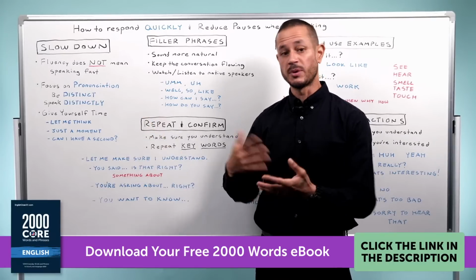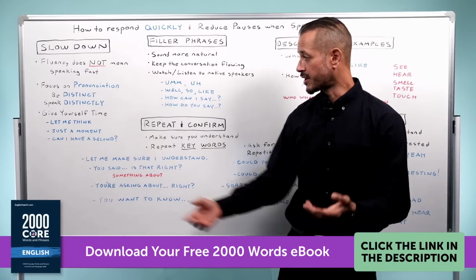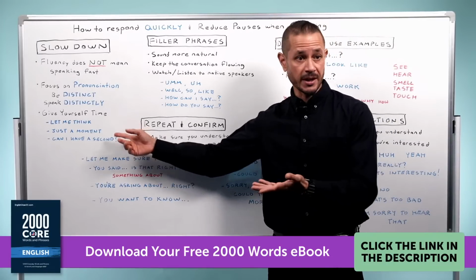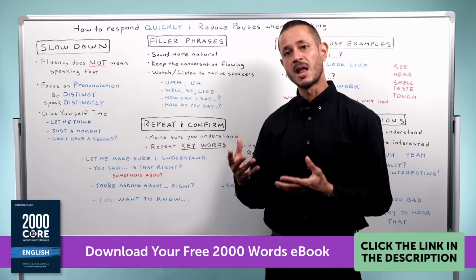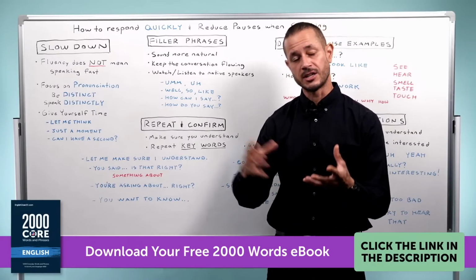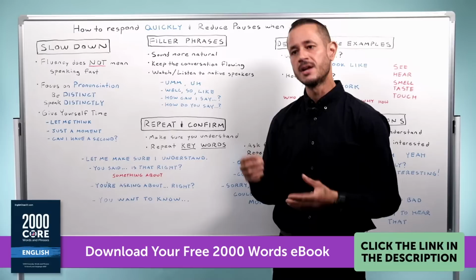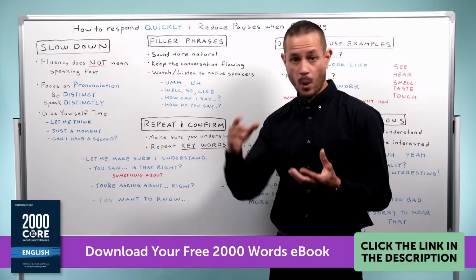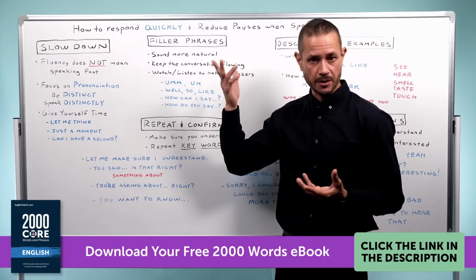Some really simple but effective phrases you can use are things like, let me think. You can just say, let me think. Someone might ask you a question. What do you think about this? And you're looking for the word or information. Let me think. And while you're saying this, you should start thinking.